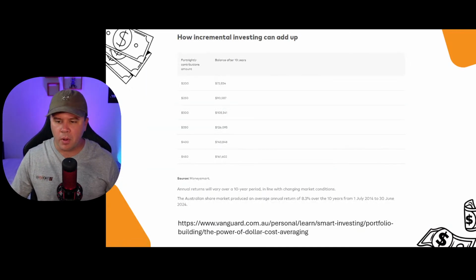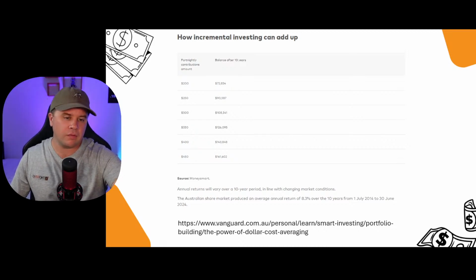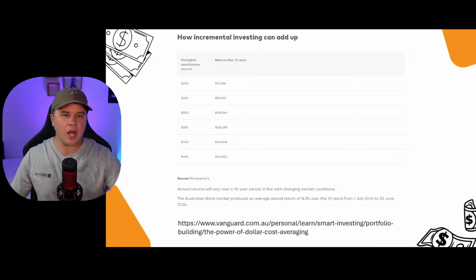This is an article by Vanguard. And this gives an example, in the Australian stock market over a 10-year period, had you invested, for example, $200 per fortnight, after 10 years you would have amassed $72,000. And it goes up from there. If you're able to invest $450 a fortnight, which is quite a lot, after 10 years it turns to $161,000. And that's on this idea that the Australian share market returns an average return of 8.3% over a 10-year period.